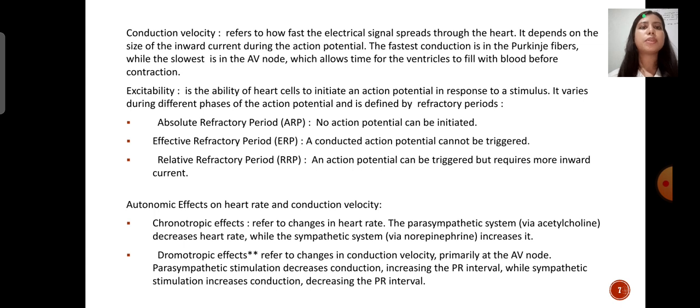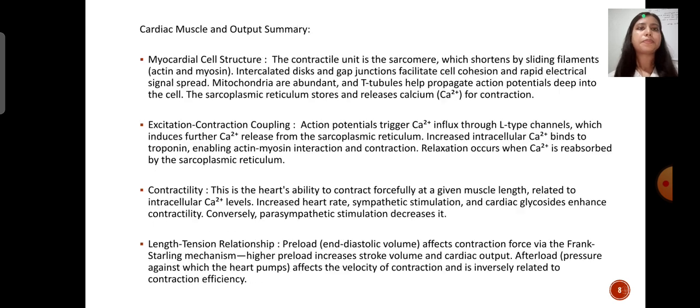The autonomic effects on the heart rate and conduction velocity. Basically, the chronotropic effects refer to the changes in the heart rate. The parasympathetic system decreases the heart rate, while the sympathetic system increases it. The dromotropic effects refer to the changes in conduction velocity, primarily at the AV node. Parasympathetic stimulation decreases conduction, increasing the PR interval, while sympathetic stimulation increases conduction, decreasing the PR interval.